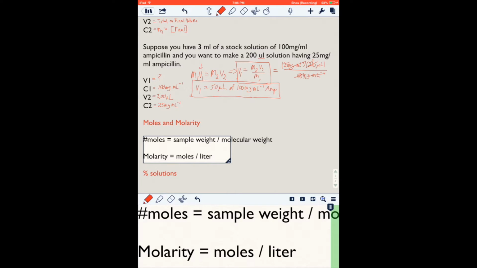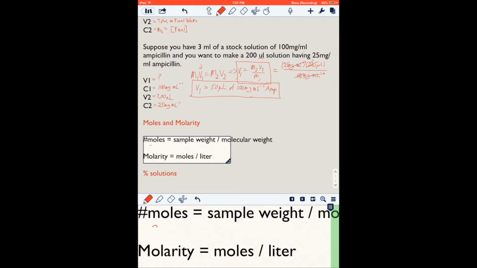Alright, so that brings us to moles and molarity. So moles is just sort of a way of understanding how much of something that you have. One way to understand this, or to do calculations with it, is just getting straight to the example.